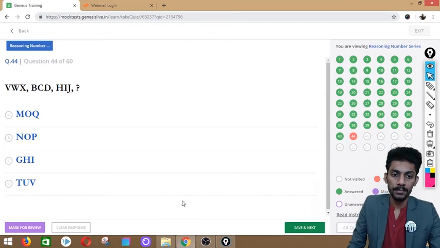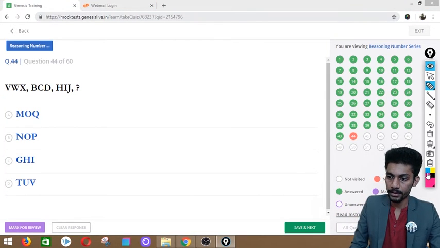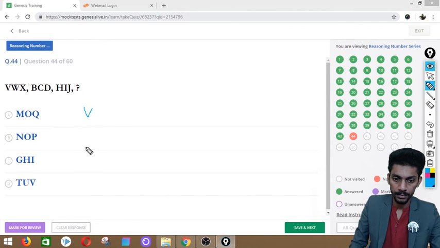Let's solve the next question, question number 44. The question says VWX, B, C, D, H, I, J. What are the next terms?